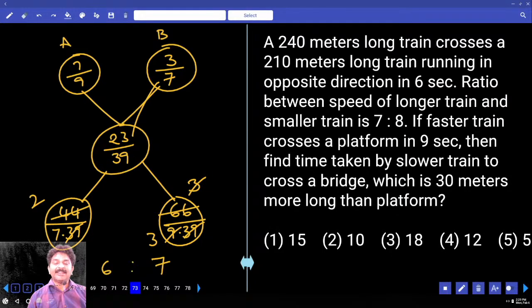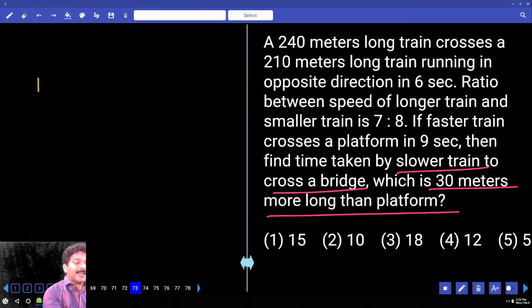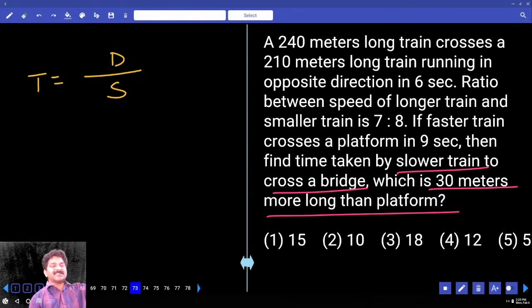So when we are asked to calculate time here, which is distance by speed, we need the time that the slower train takes to cross a bridge whose length is 30 meters more than the platform. First of all, you know that time is equal to distance by speed. If a train crosses a bridge, the distance traveled is train length plus bridge length. Train B's length we already know, which is 210. Do you know the bridge length? Bridge length depends on the platform. So first you need to know the platform length, then we can calculate the bridge length, then we will get the total distance.